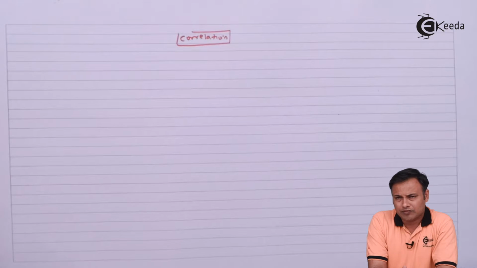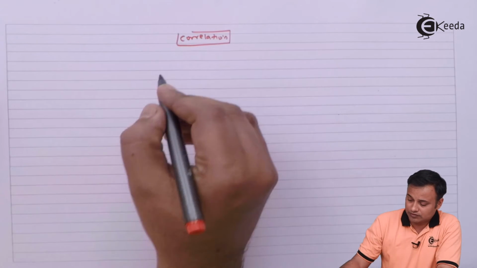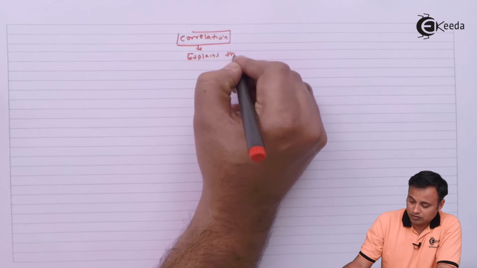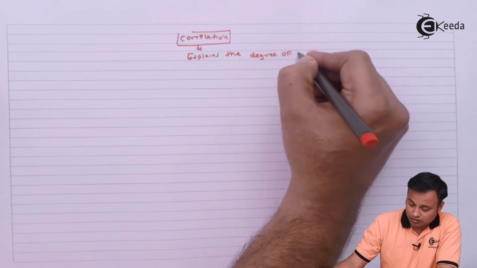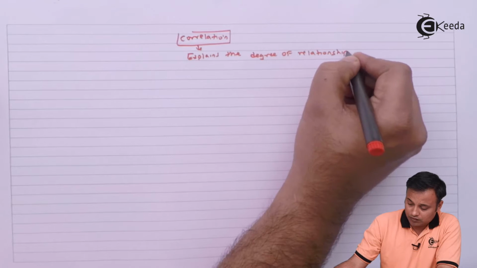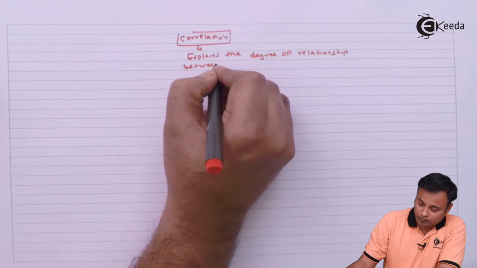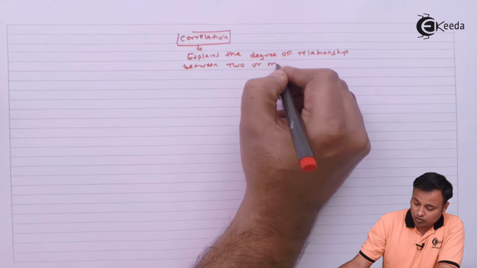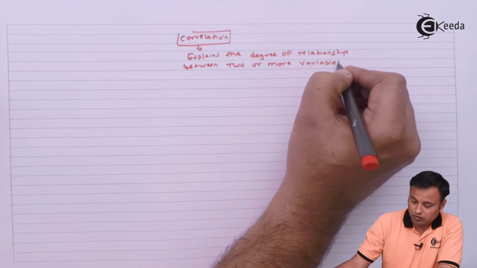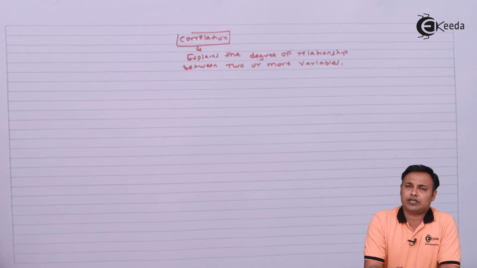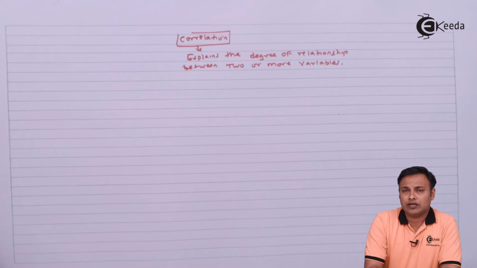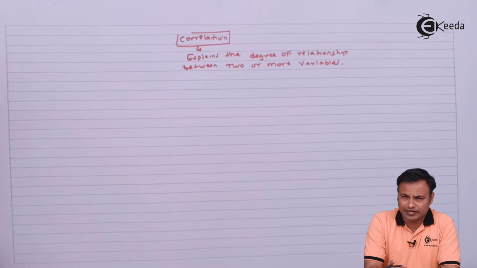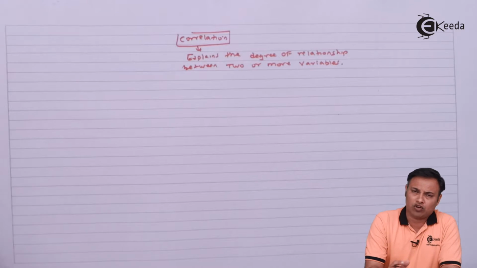This is the general perception or the general statement we are making, where correlation explains the degree of relationship between two or more variables. So is there any relationship between two or more variables? For example, age of the husband and age of the wife. Can they be correlated with each other? Can they be said to be related with each other? That is indicated by the correlation.